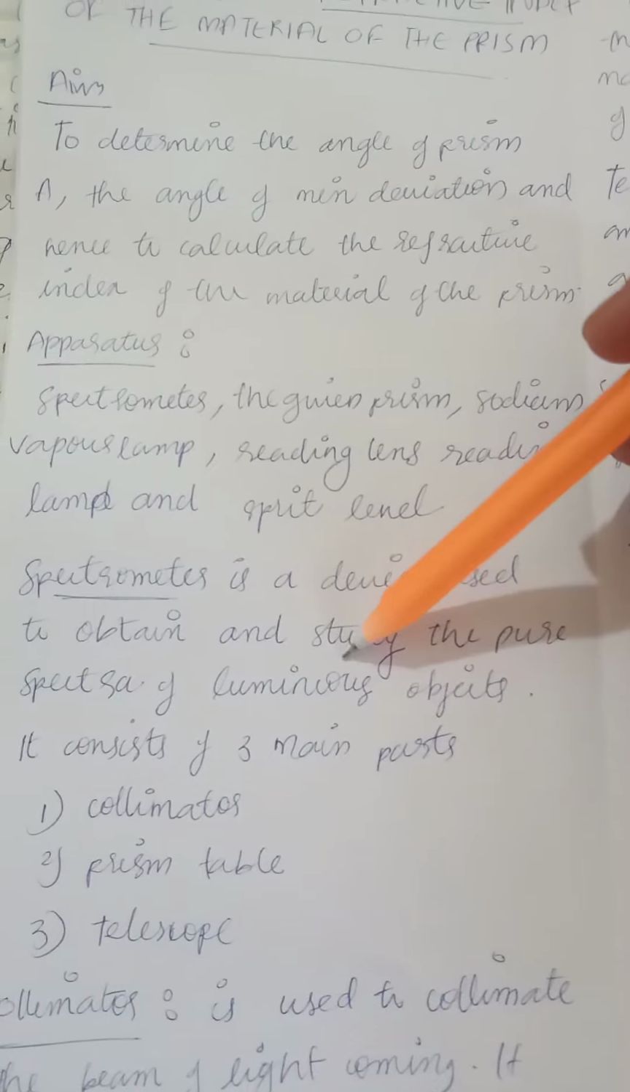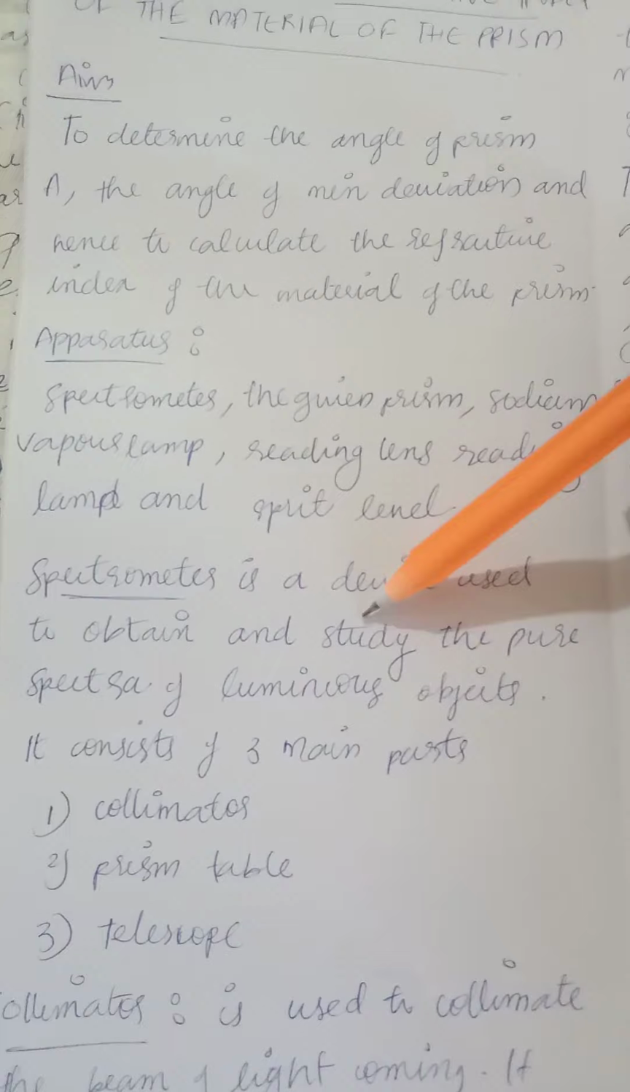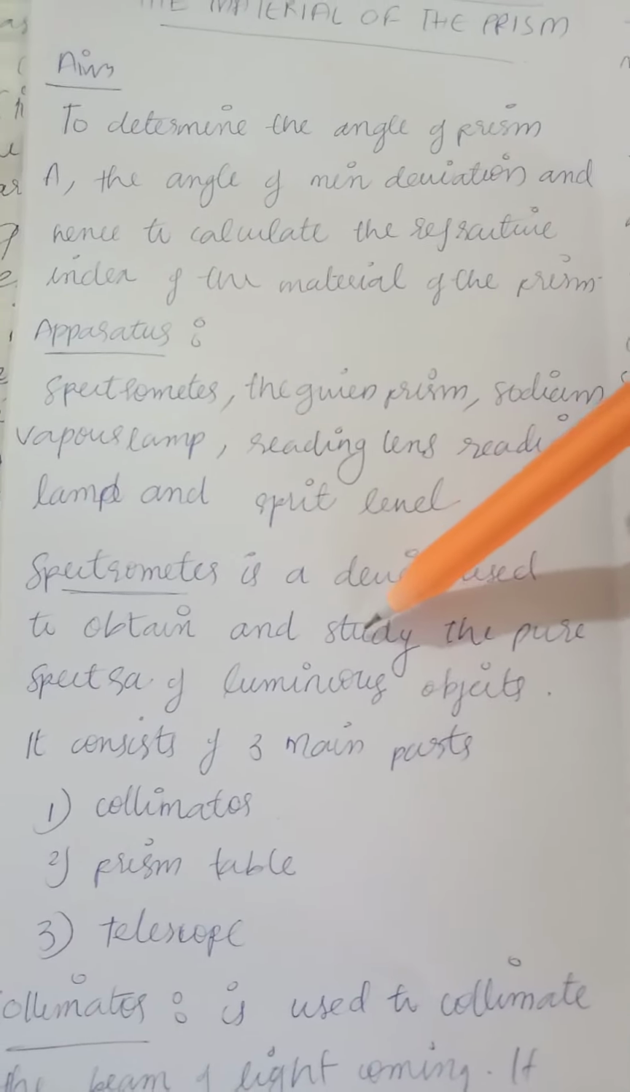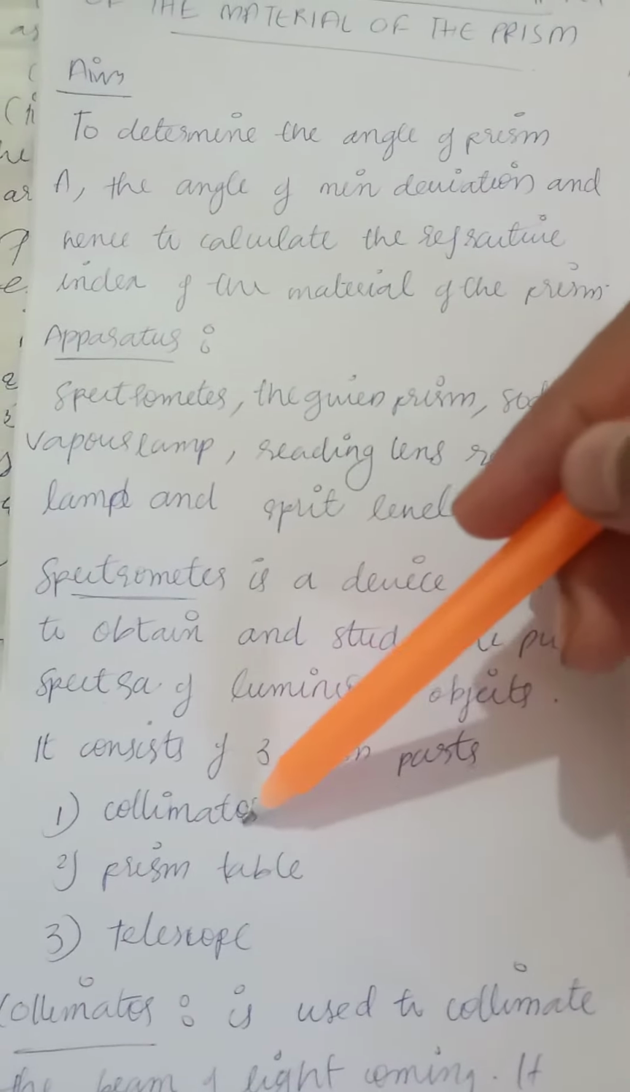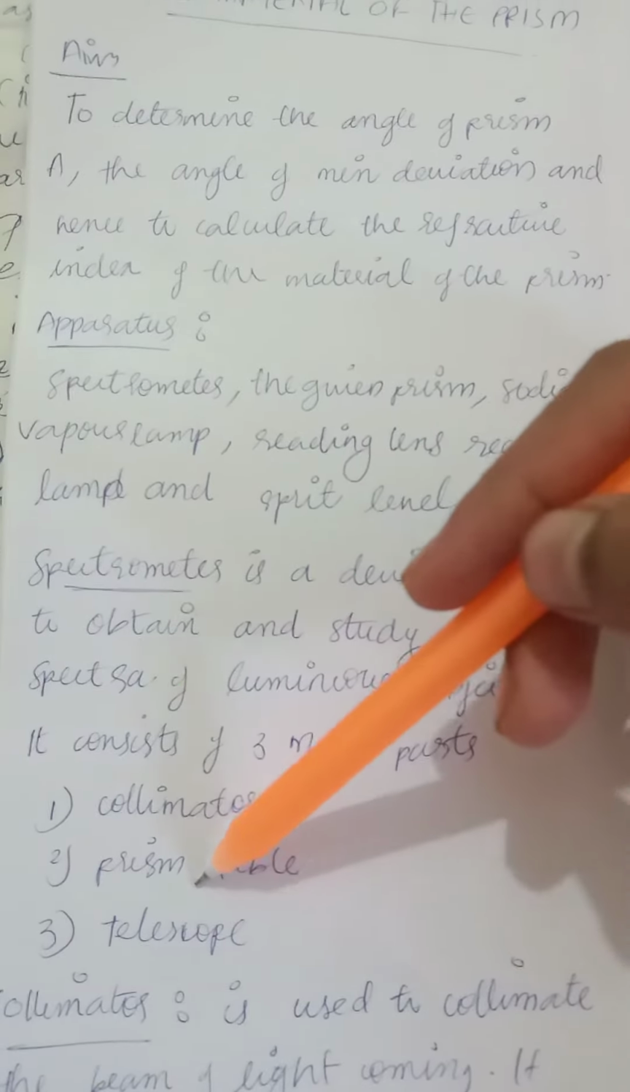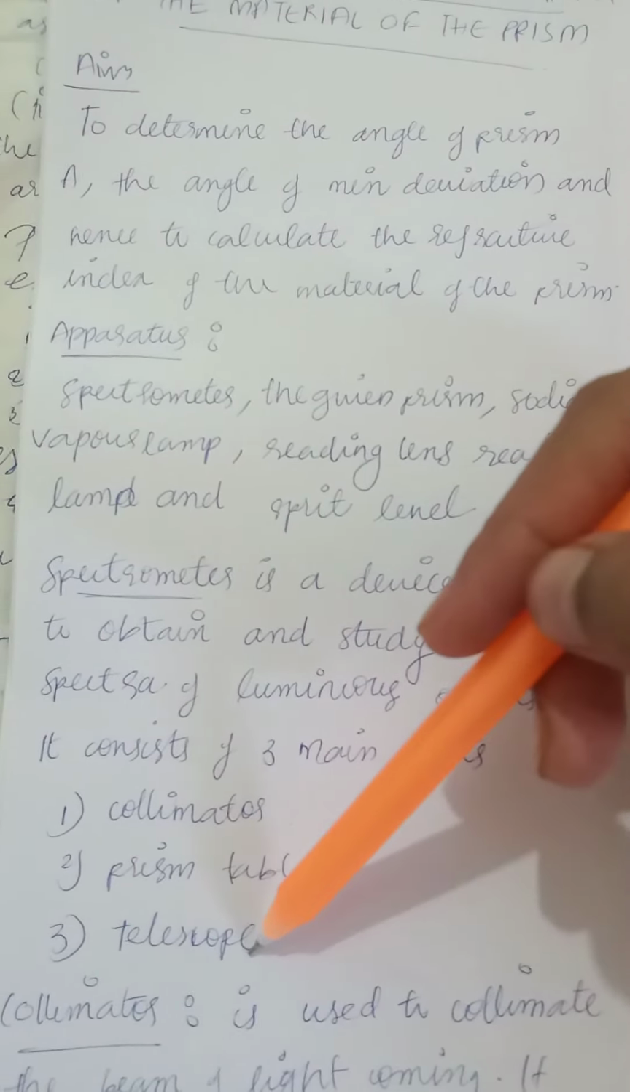The spectrometer is a device used to obtain and study the pure spectra of luminous objects. It consists of three main parts. The first one is the collimator, the second one is the prism table and the third one is the telescope.